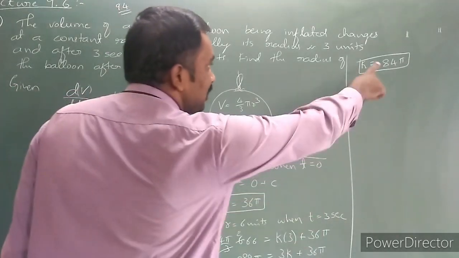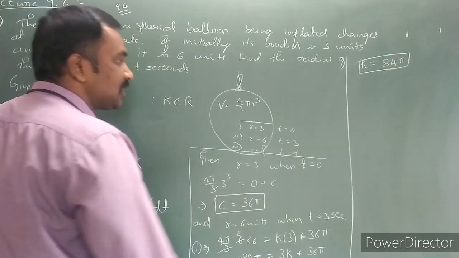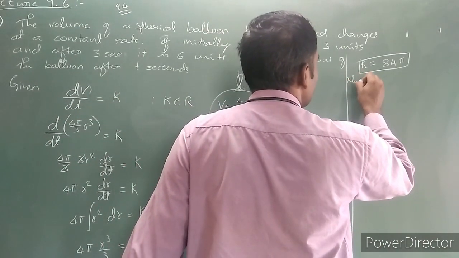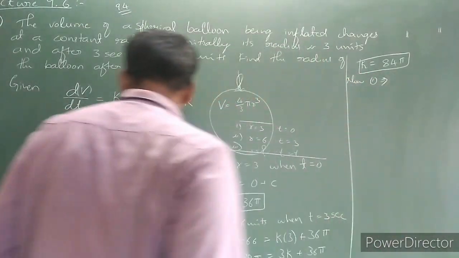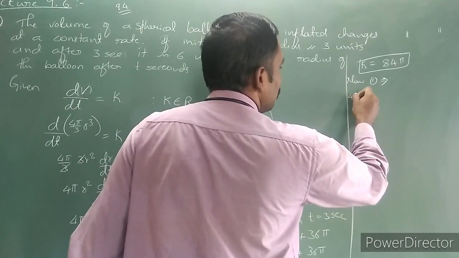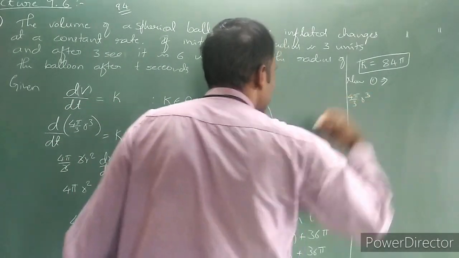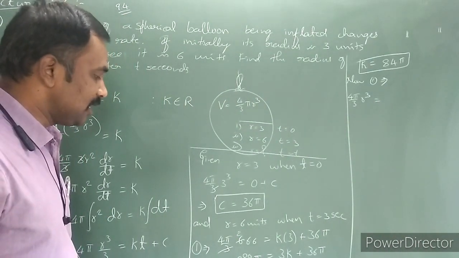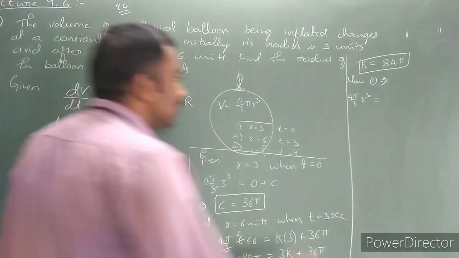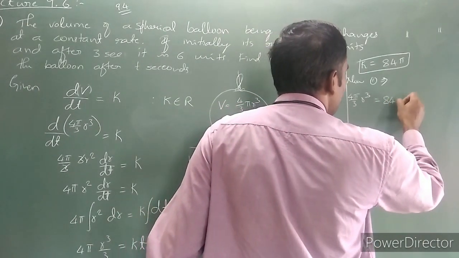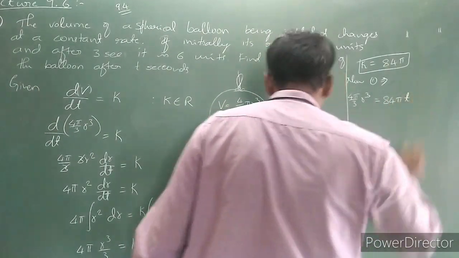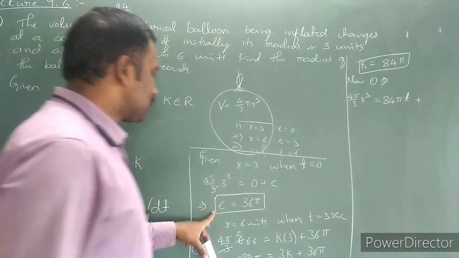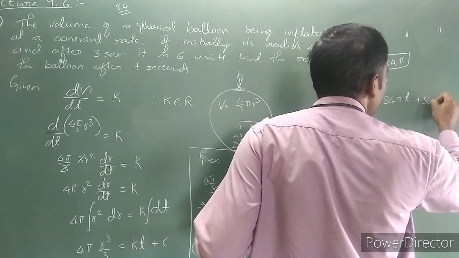So k is 84 times pi, c is 36 pi. So now equation number 1 implies. What is equation number 1? 4 pi by 3 r cube is equal to k into t. K value is 84 pi, 84 times pi into t plus c. What is the c value? The c value we already got, that is 36 times pi.